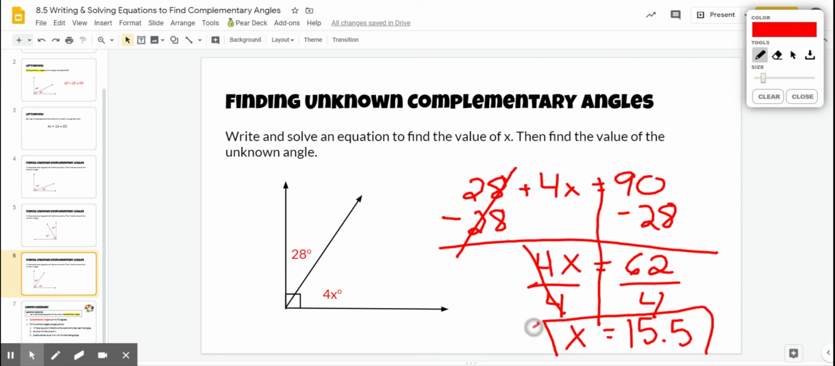Okay, last step, we're going to come up here and plug that value in, see what you come up with for the measure of that missing angle. So here you would have plugged in 4 times x, and x is 15.5. When I plug that in my calculator, I get a final answer of 62 degrees.